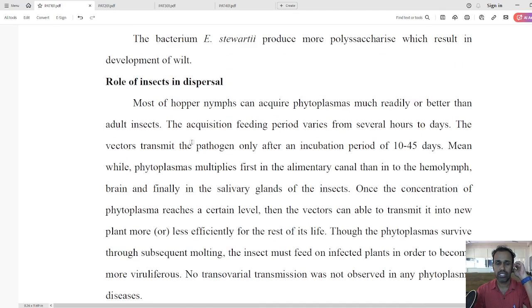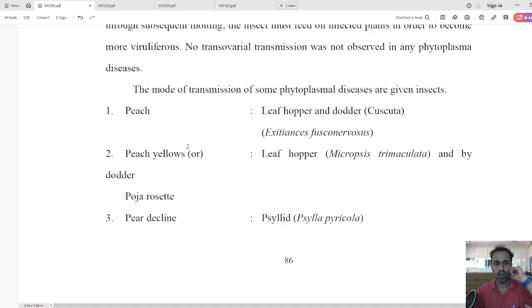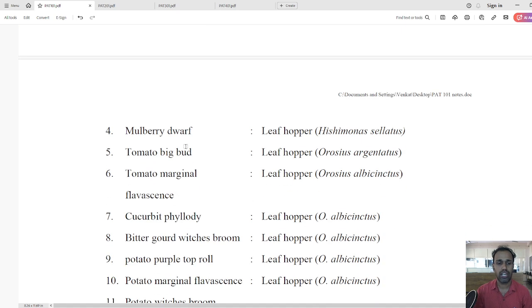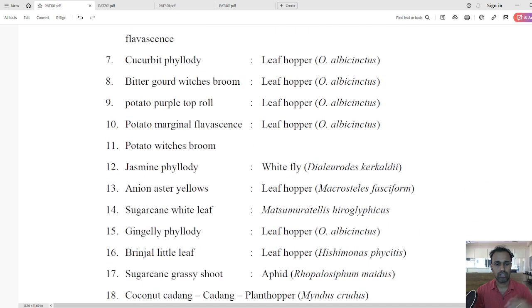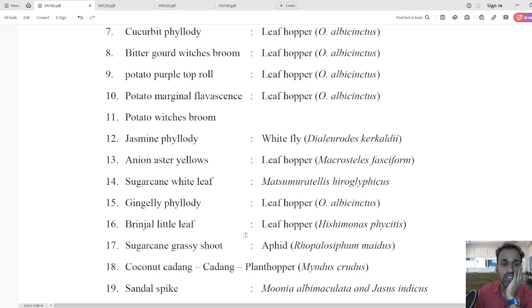Role of insect dispersal in the case of bacteria, I told already. You just remember some of the important diseases like this. Important diseases: grassy shoot of sugarcane, that is aphids. Coconut root wilt is transmitted by plant hopper, it was discovered like that, but there are other means, like plasmodesmata, in the sense of mechanical transmission and all.